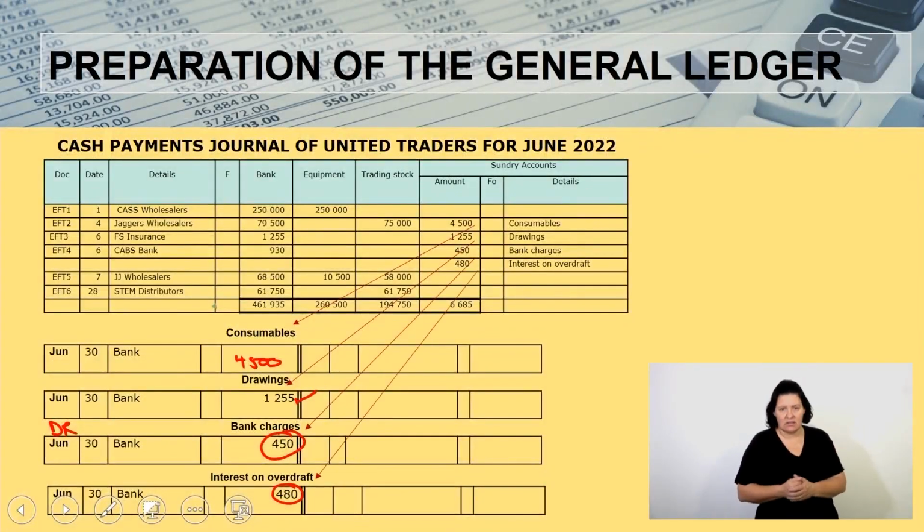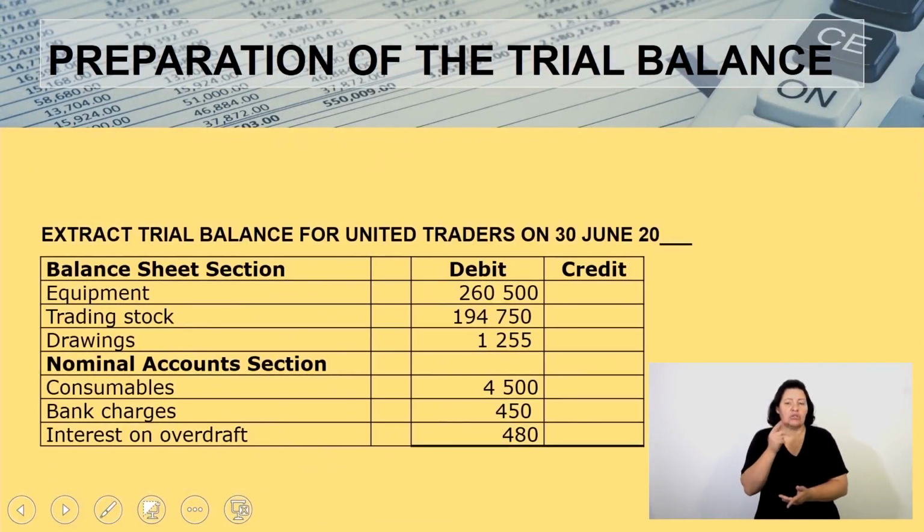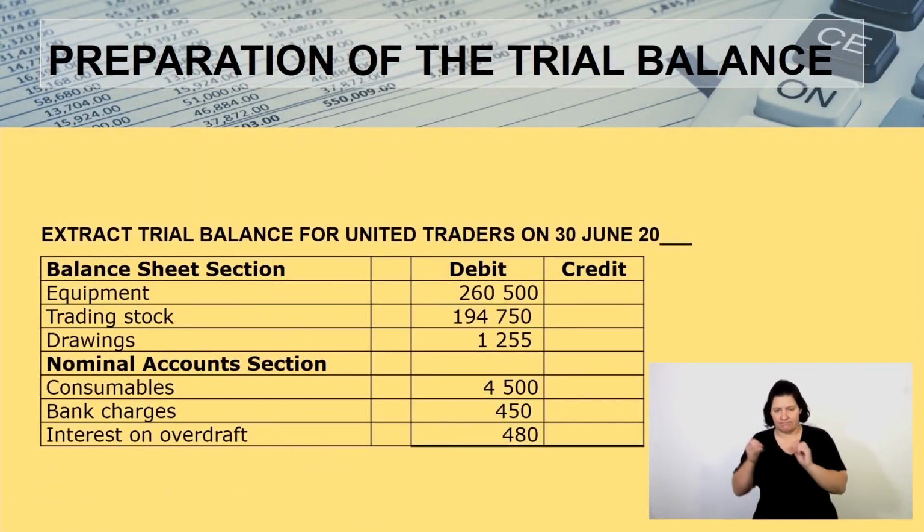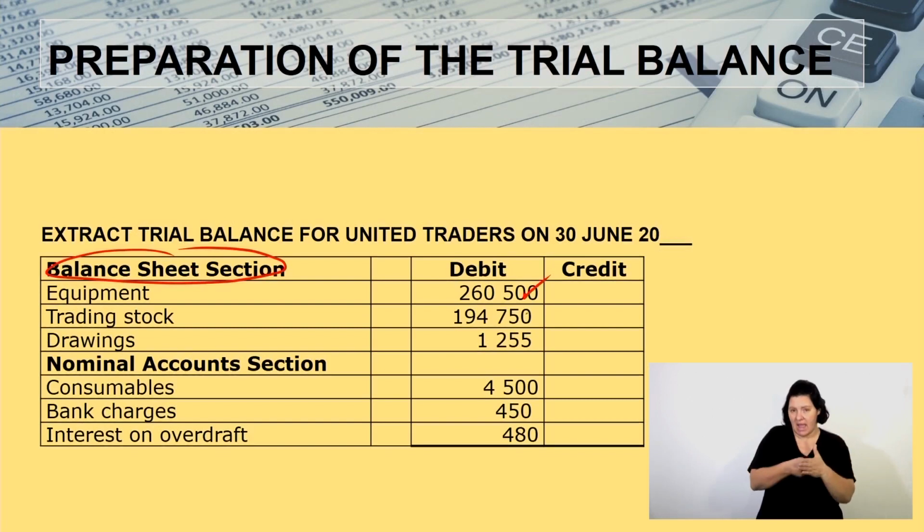Then eventually, when you have done your general ledger, it is important that you also have your trial balance. Let's quickly see how the trial balance will look. Here is an extract of the trial balance. Remember, the balance sheet account section. So the equipment that we purchased, the trading stock, as well as the drawings will be debited. And our expenses, that is consumable stores, bank charges, and the interest on overdraft will also be debited.